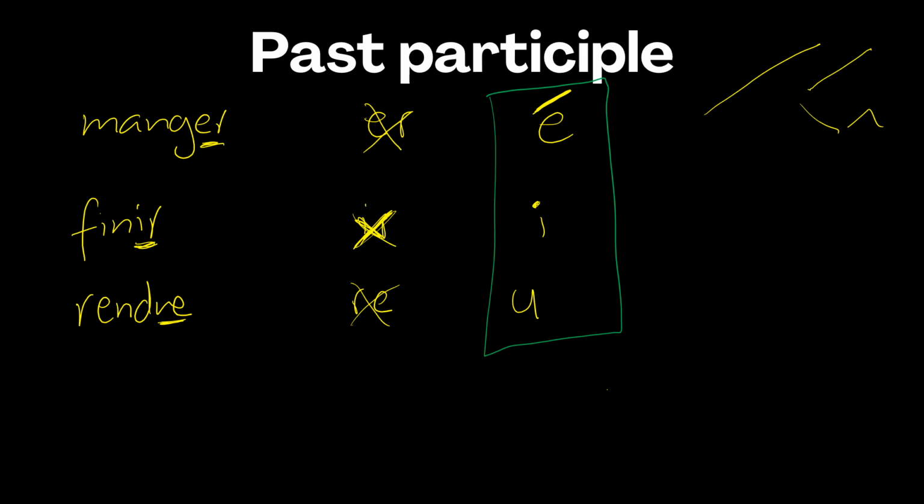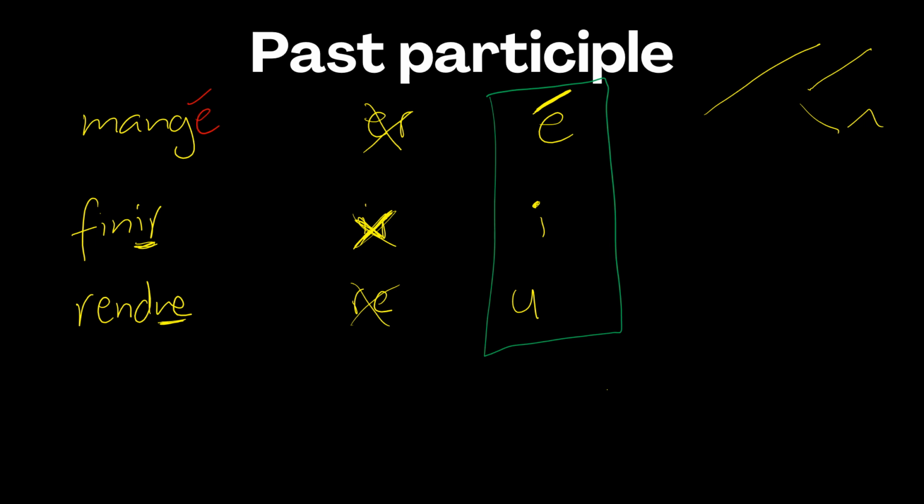Now let's just apply that to these three infinitives to see what that looks like. We have manger. Now I'm going to take off the ER because I want to make a past participle. What do I replace it with? I replace it with E, with an accent. That there, mangé, is the past participle of the verb to eat in French.